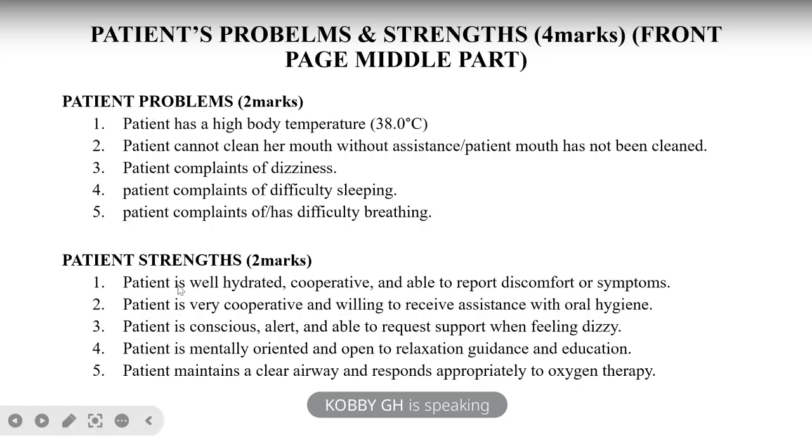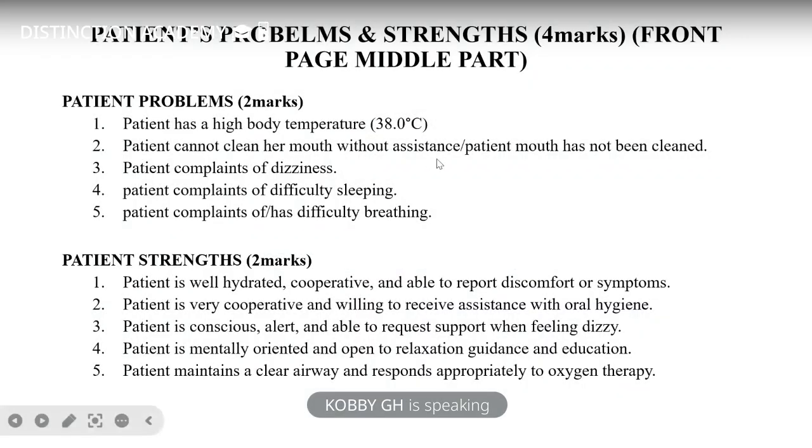Then you write the strength. Patient is well hydrated, or you can write, patient is able to report discomfort or symptoms. Or you can write, patient is well hydrated and able to report discomfort or symptoms. Okay. Let's look at the second one.